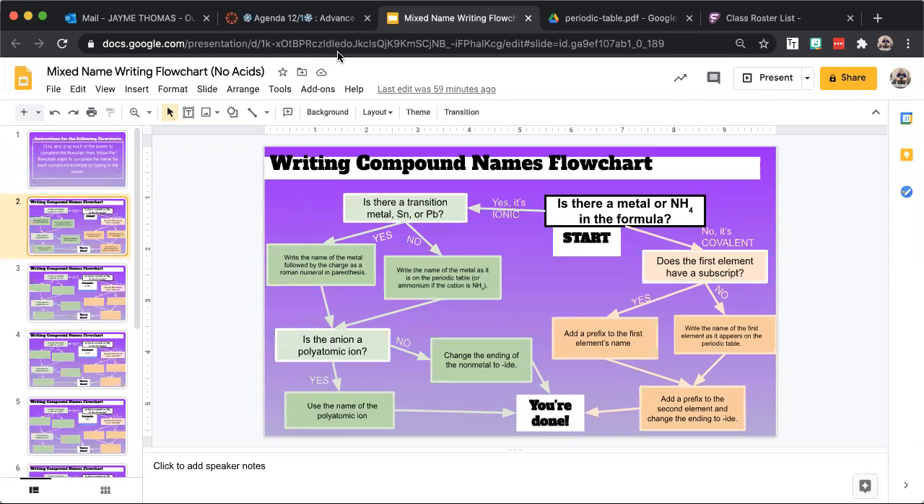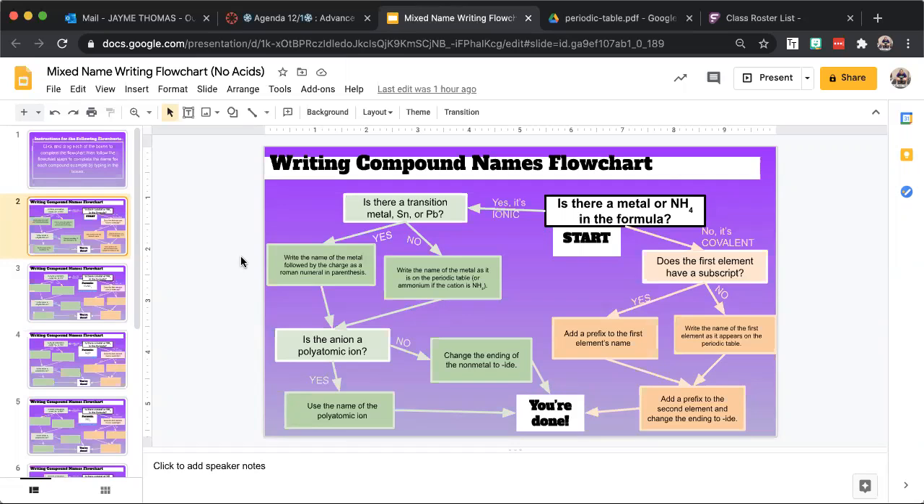And so what we're going to do is take a look at this, and then we're going to look at some formulas. We're going to try to write their names, and I'm not going to tell you if it's ionic or covalent. It's going to be mixed, and you have to use this flow chart to figure out how to do the name of the compound. Because now that we've covered all the ionic and the covalent, this is when people start having trouble because they start mixing them up.